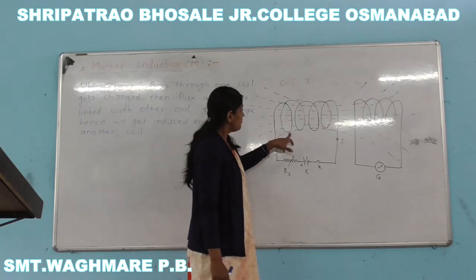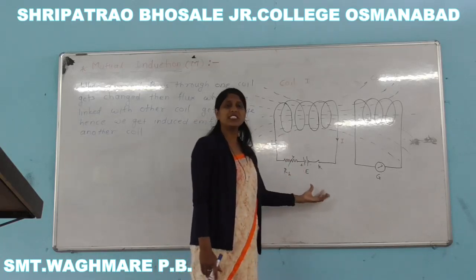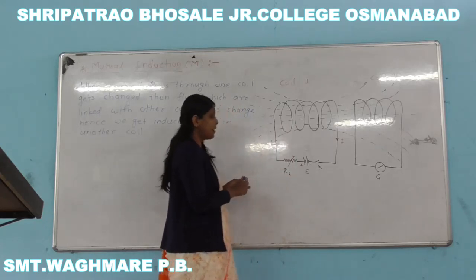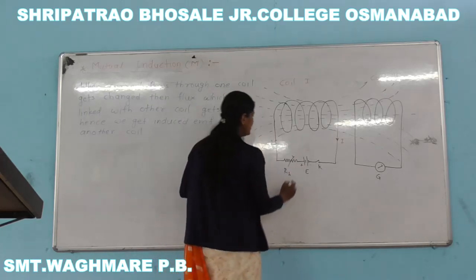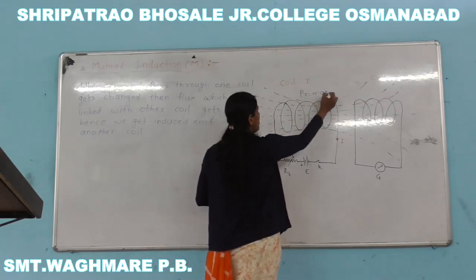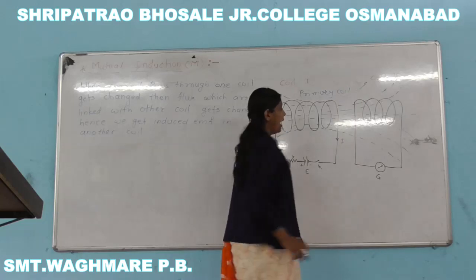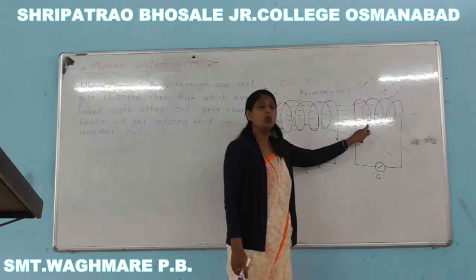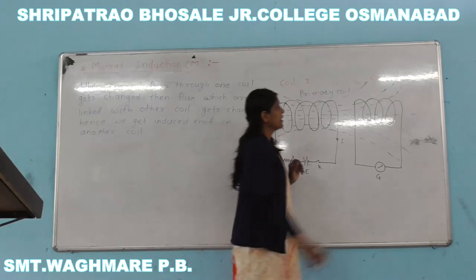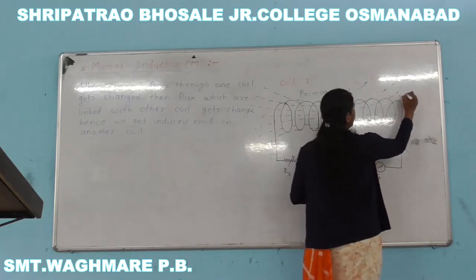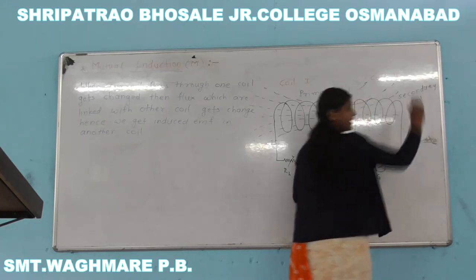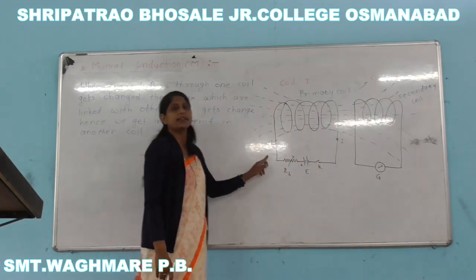The first coil, which is connected to the external supply, is called the primary coil. And the second coil, which is placed in the magnetic field due to the first coil, is called the secondary coil.